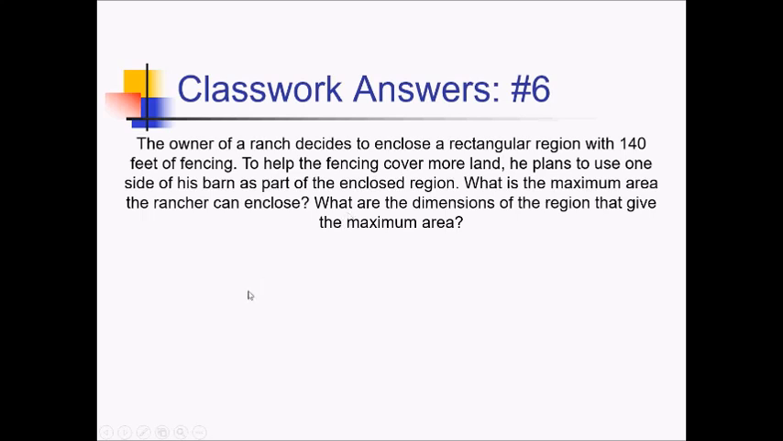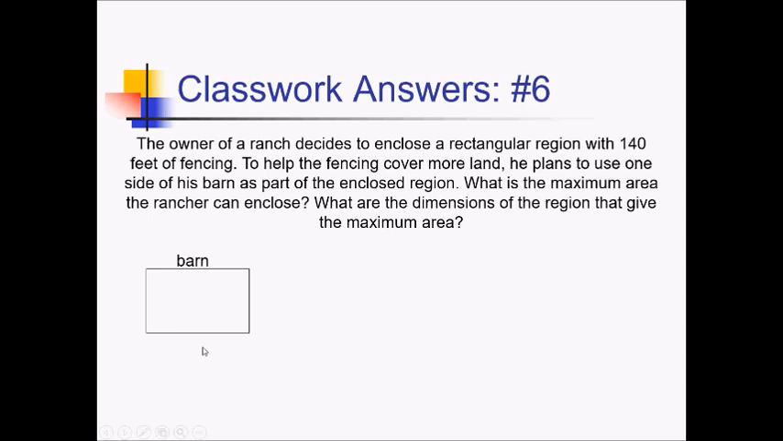So we just need a rectangle. We know that one side of this rectangular pen is already the barn of the rancher, so we need to talk about the dimensions of the other sides. Depending on what I make one of these sides, that's going to affect all of the other sides, because we only have 140 feet of fencing to work with.